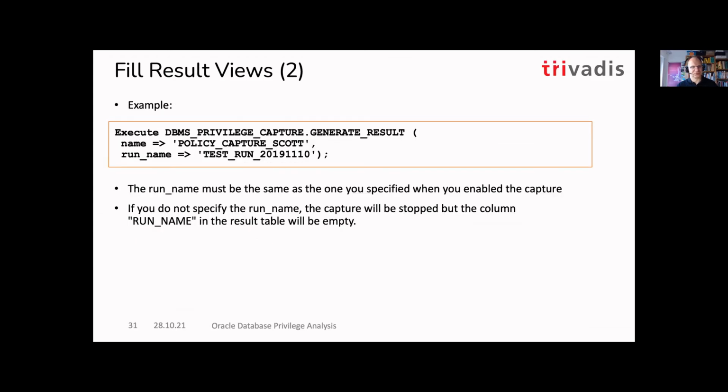Okay, so simple example, name and run name. If you don't specify the run name, we'll get the same results in the DBA used and unused views, but you will not be able to find out which one was the source of this row. So it's a good idea to keep this run name.